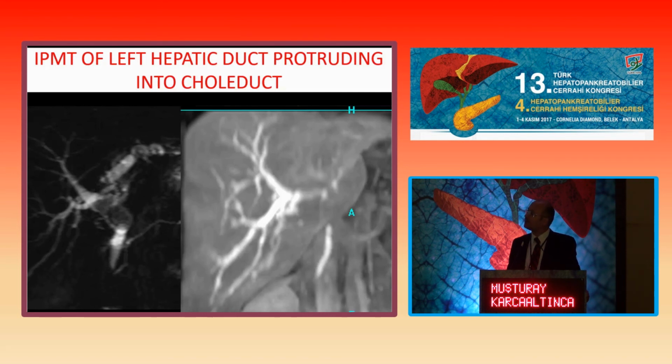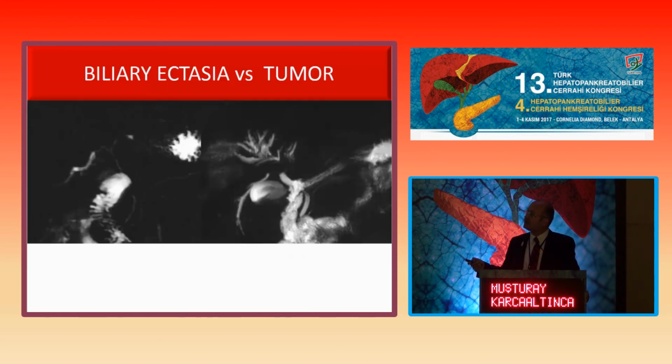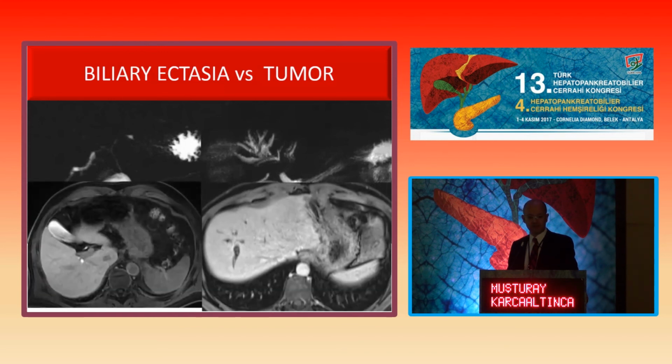biliary tumor. When we gave the patient Primovist, you can see actually even though the right system is dilated, it's functioning, and the contrast is going into the common bile duct. So our surgeons were able to do hepaticojejunostomy, and the patient has been living for the last 4 years. So the patient was treated based on imaging findings.